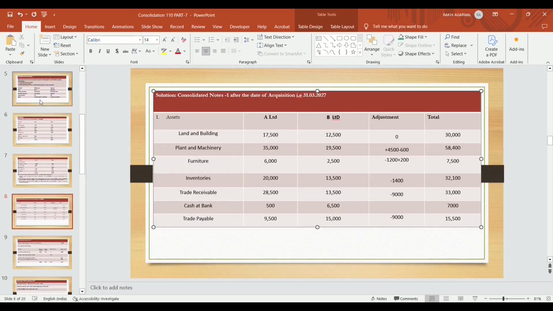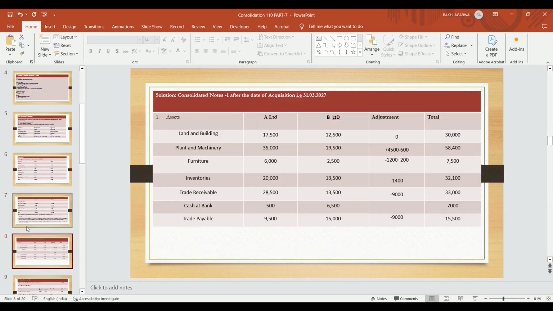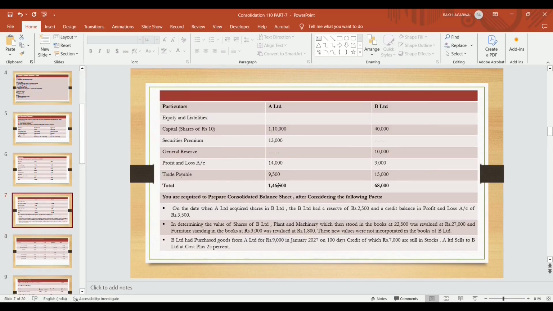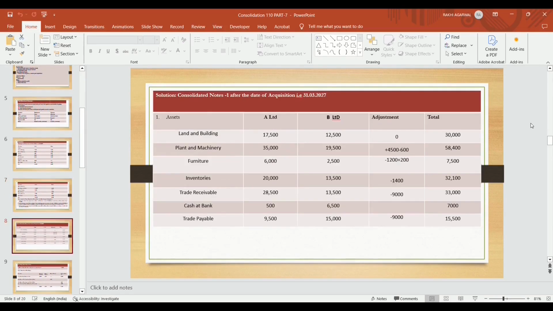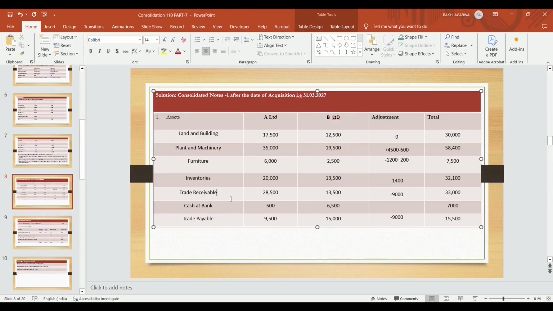This is also an adjustment entry, because in this question B Limited purchased goods from A Limited of 9,000, so that is an intra-group entry, and it will be eliminated from debtors also. Debtor is increased by 9,000 and creditor is also increased by 9,000, so it will be eliminated. At the time of making the consolidation, trade receivable is reduced by 9,000 and trade payable is also reduced by 9,000.